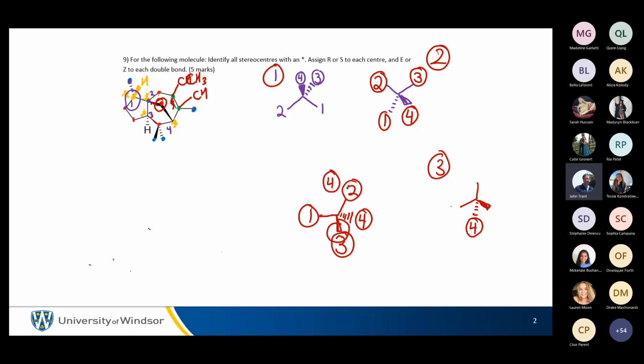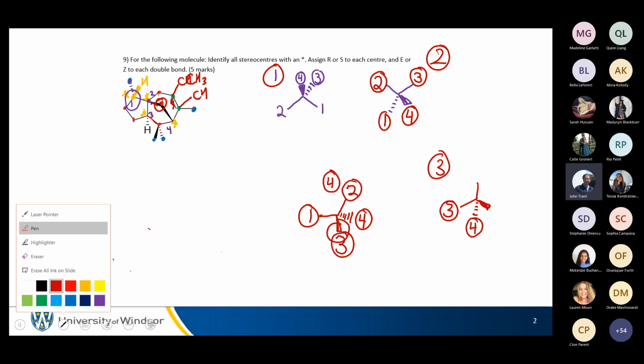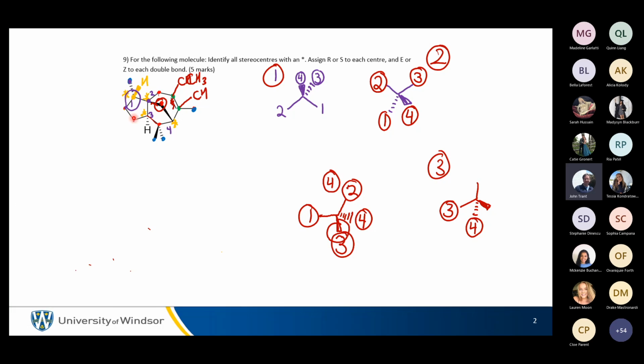Hopefully at this point you can take a look and you go, okay, you can assign number 3 because it's the CH2, whereas these other two clearly have way too many carbons.